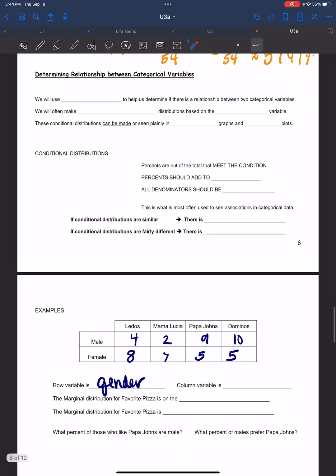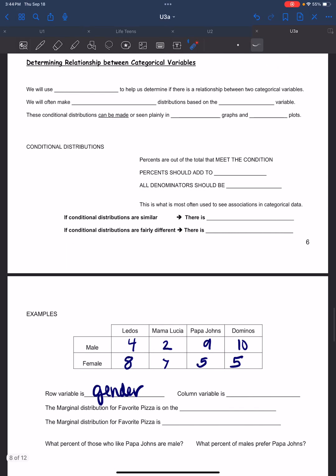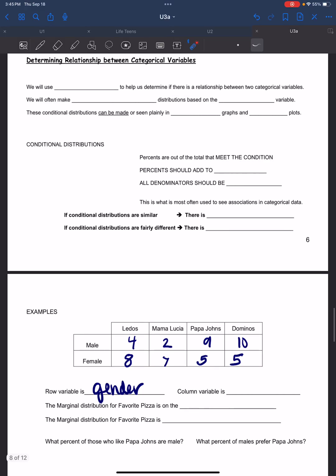All right, this says determining relationships between categorical variables. So what we're going to do to help us figure out if there is a relationship is use percents to help us determine if there's a relationship. We will often make conditional distributions based on the explanatory variable.